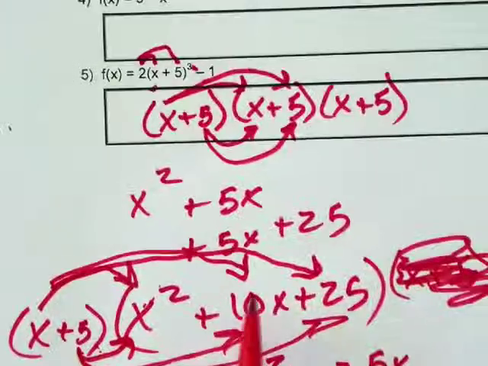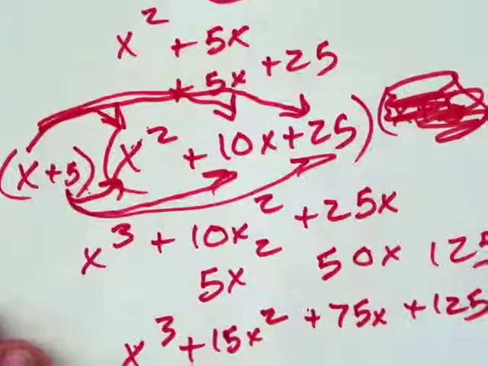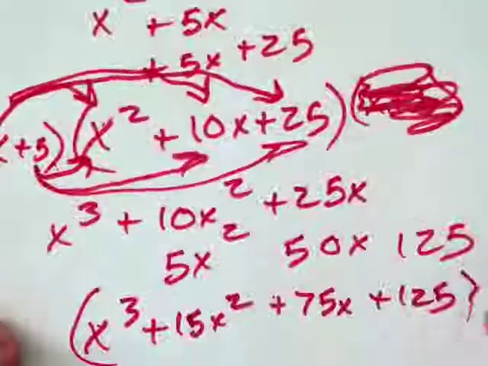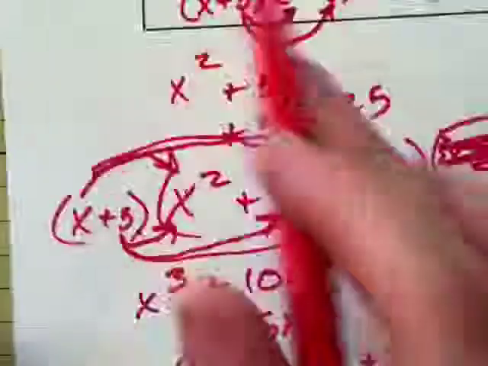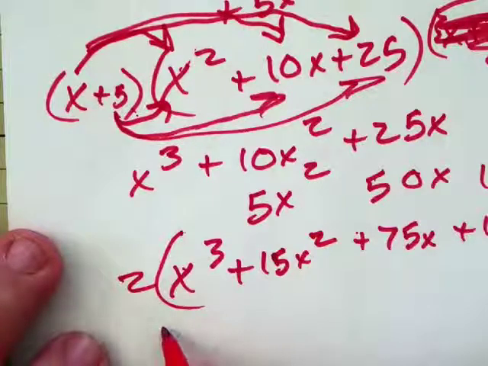So that is x plus 5 cubed. Then we have to take that whole thing and multiply it by 2. Okay, and that gives us what?